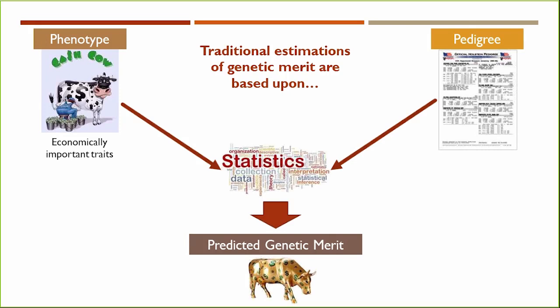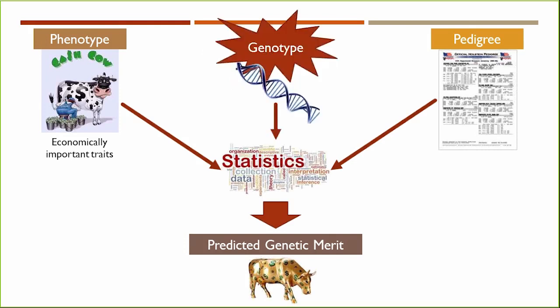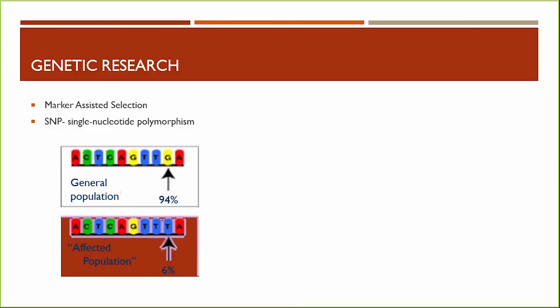Now what we do is we add genotype. Genotype is the DNA of the animal. So what that adds is basically, this is your single slide that you need to deal with biology here. What the genetics is based upon is really what we call marker-assisted selection. A SNP is a single nucleotide polymorphism. Really what we're doing is comparing these SNPs in your general population compared to your affected population. Affected in this case could be the really high-performing milk producers.